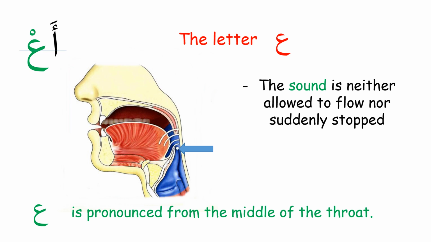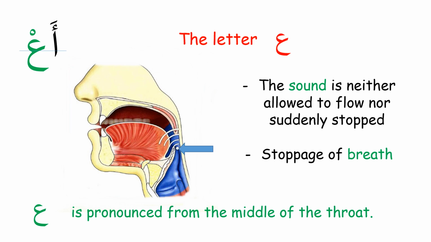And the first thing to notice is that the sound of the letter Ain as-sakinah is neither allowed to continue nor suddenly stopped. So there is a moderation in the length of the sound, and this is true when the letter is sakinah. Also, kindly note that there is a stoppage of breath, which means that the air doesn't flow while pronouncing the letter Ain. And the easiest way to check that is to put your hand right in front of your mouth while saying the letter Ah.